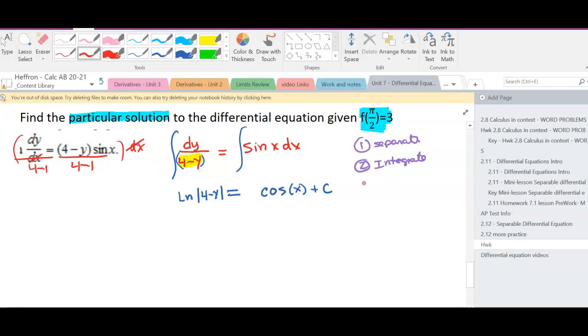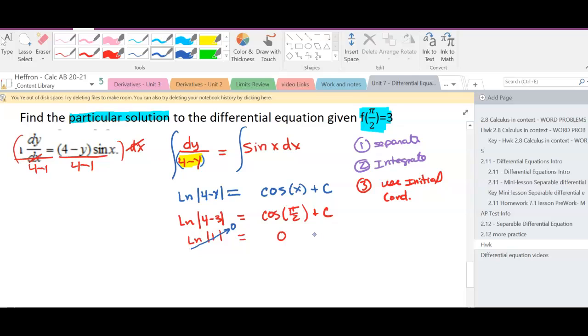Now we will find c. We'll use our initial condition. So when we do, we have ln 4 minus 3 equals cosine of pi over 2 plus c. Well, here we have the natural log of 1 is equal to cosine of pi over 2. Well, that's 0. Also, the natural log of 1 is 0. So that means c has to be equal to 0.